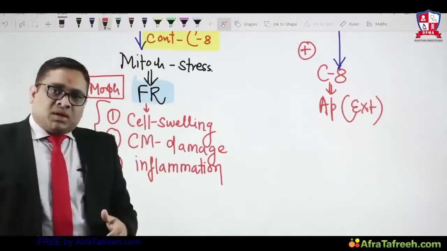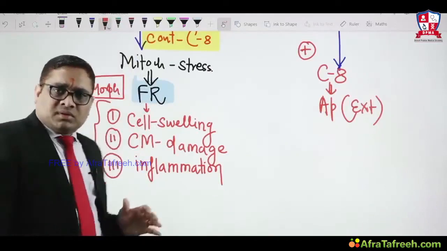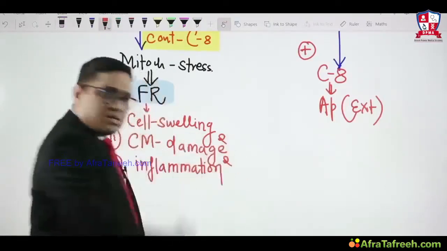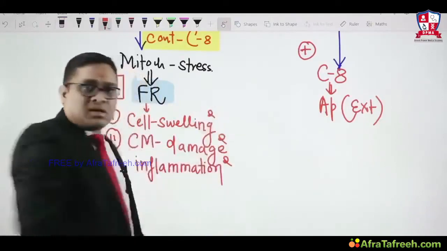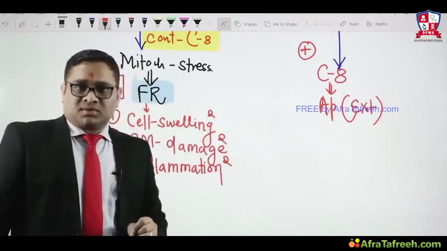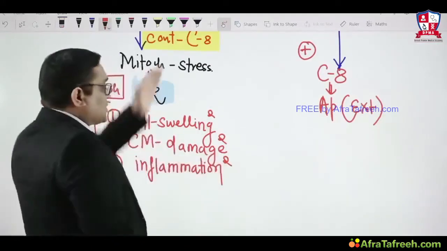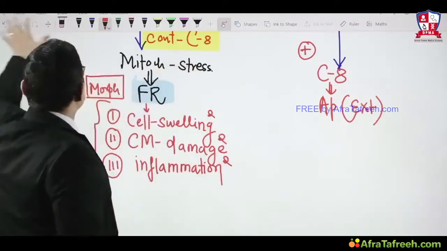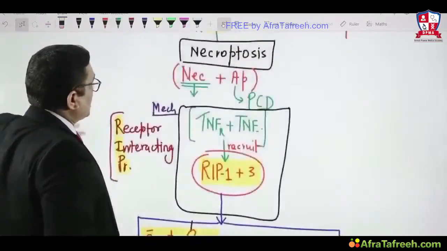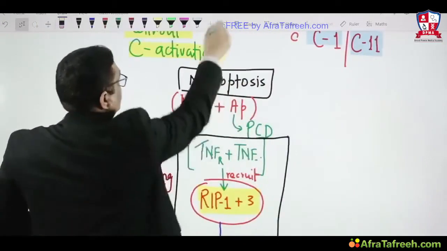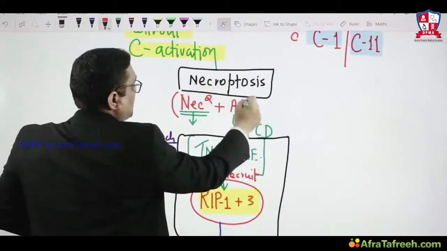Now my question is, where will you find inflammation? Where will you find cell membrane damage? Where will you see cellular swelling? In apoptosis or necrosis? Necrosis. That is why, because of this morphological spectrum, when we were discussing, I said necroptosis is a hybrid terminology of necrosis and apoptosis.